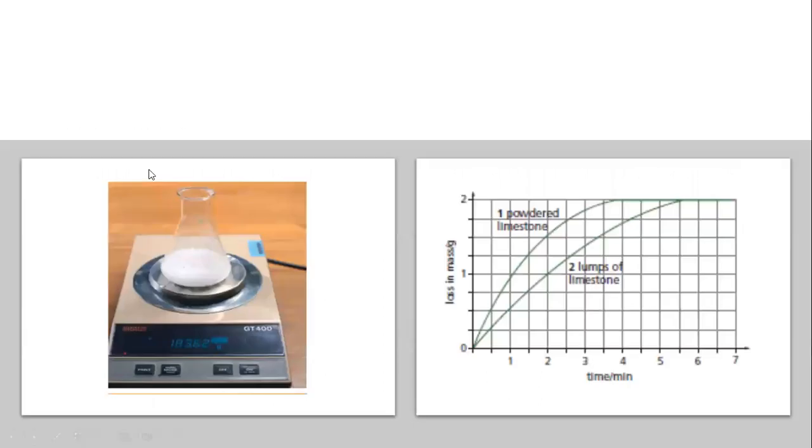Another way you could do the same experiment, just letting you know for the sake of when you're doing your past papers, is that you can also collect the carbon dioxide. You don't have to directly use mass. You can collect the carbon dioxide gas and then put volume of carbon dioxide gas on the y-axis. So you will see that the volume of carbon dioxide gas is going to increase. So you can have a setup like this.